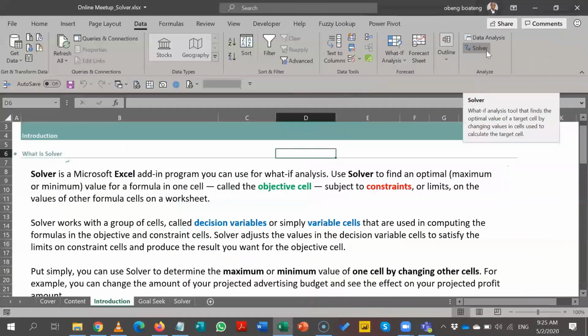Now, for you to use Solver, there are 3 key things you need to identify. The first one is the objective cell.